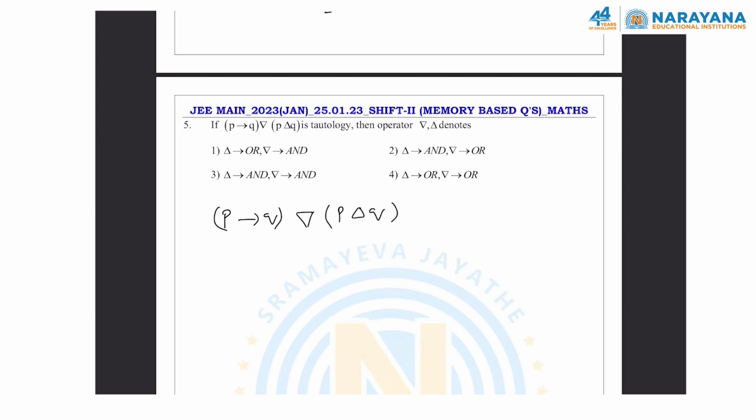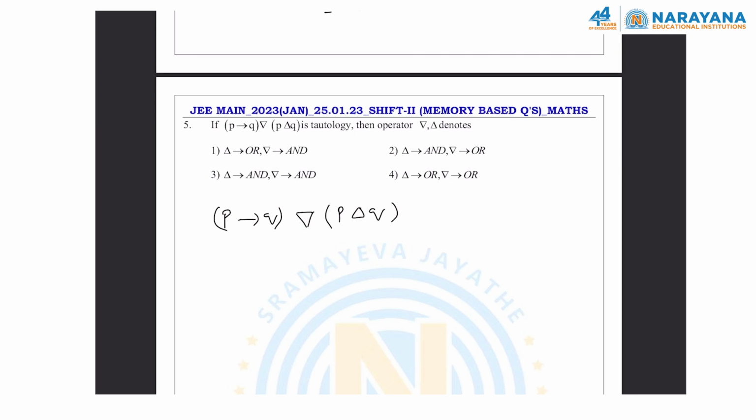So if this is always a tautology, here we should definitely get the OR symbol, because if we have AND, in one of the cases it will become false, because if one of these two things is false, it will become false. So if I am taking OR, then there is a chance that it will always be true, because if any one of these two things is true, it will be true.